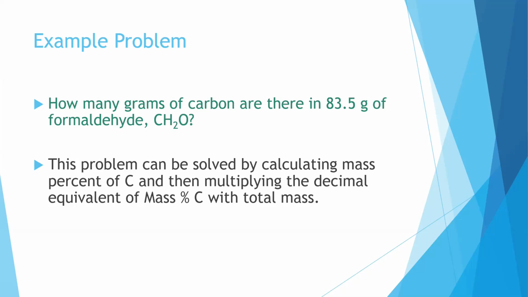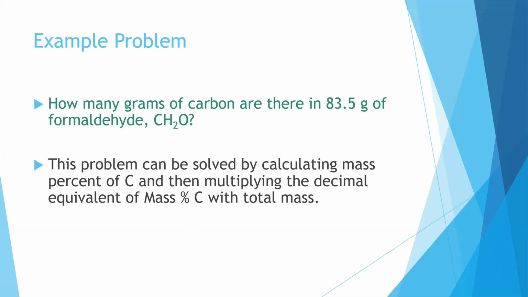So then we multiply the total mass by our calculations. We multiply the total mass, which is 83.5, by our mass percent in decimal form, and then we get the grams of carbon in the molecule. So please put your answer in the chat when you have it.